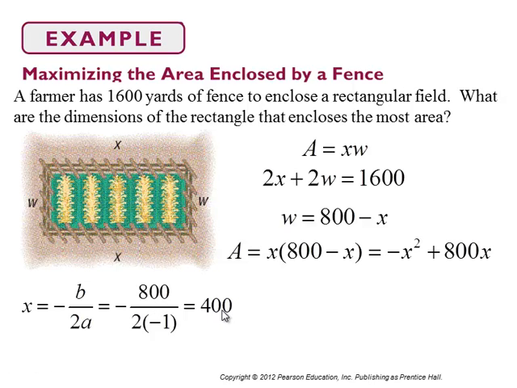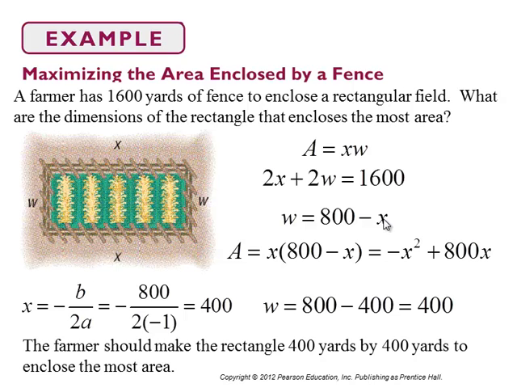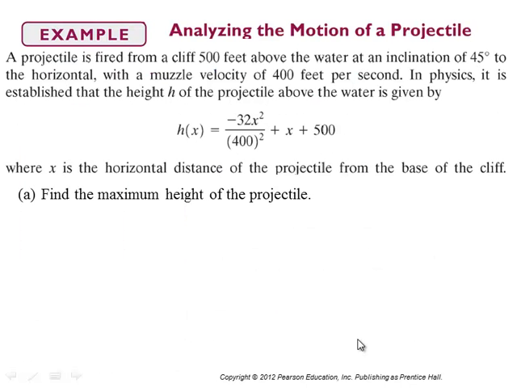As in, the area is going to be maximized when the length is 400 feet. And if the length is 400 feet, what does that say about the width? 800 minus 400 is 400 as well. So the width is also 400. So the garden plot should be 400 by 400. Not feet, though. I said feet. It's actually in yards. Yards is the units.